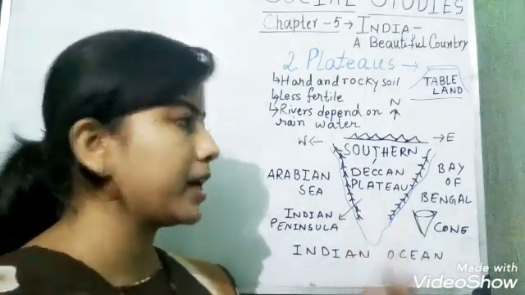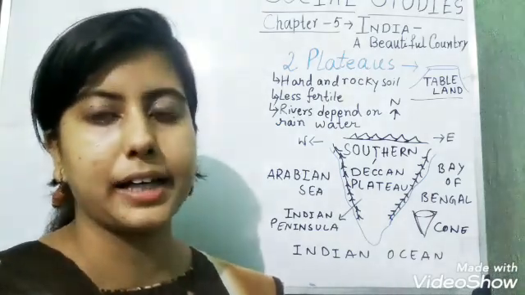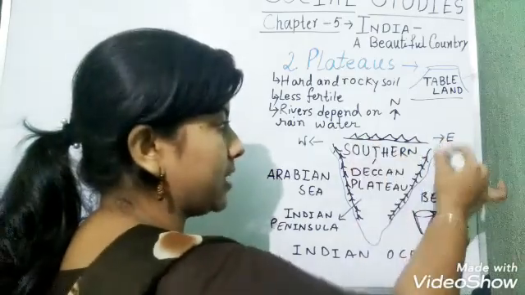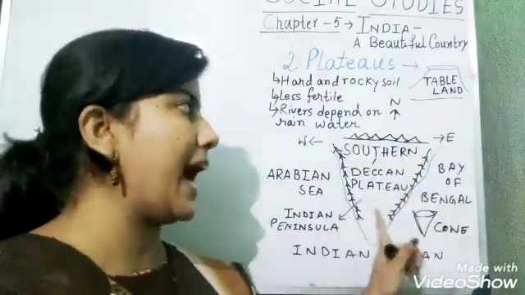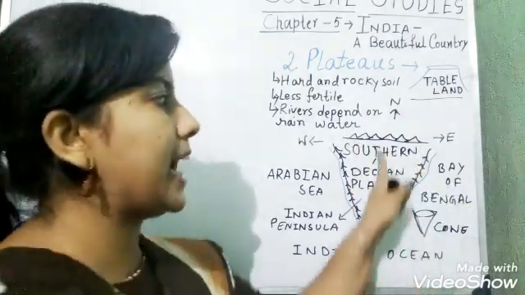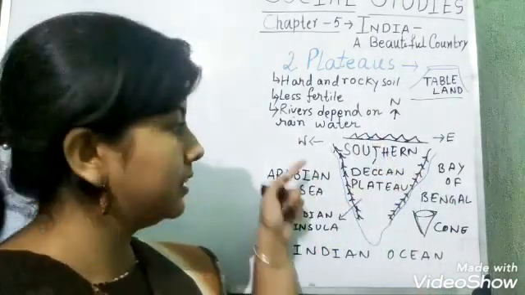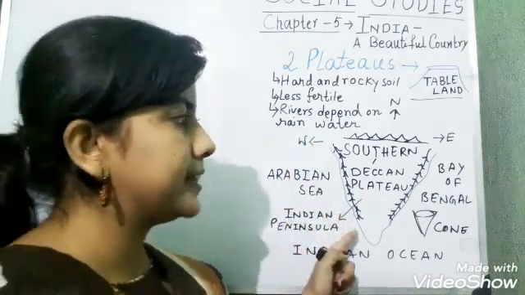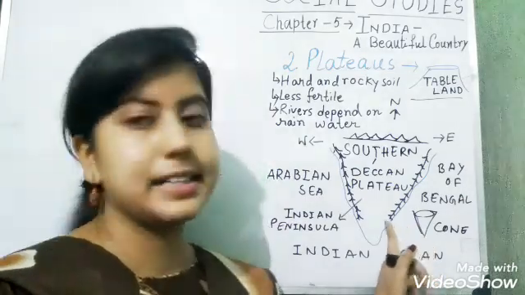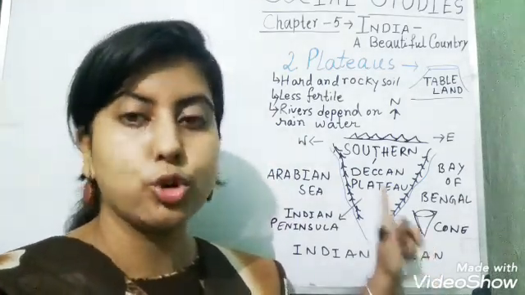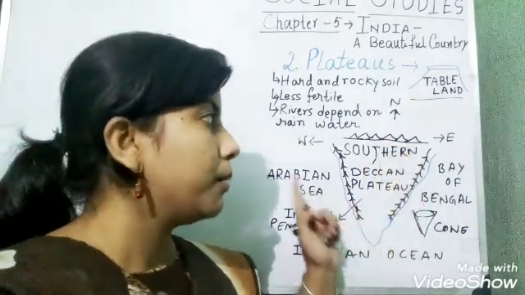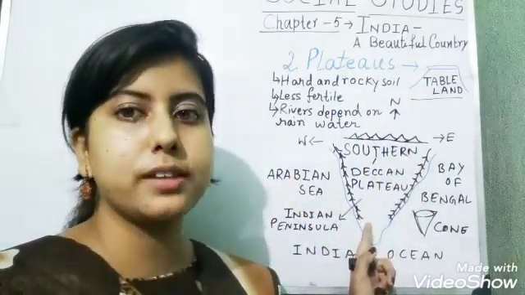Now this part is also surrounded by mountains on three sides. On three sides we have mountain ranges. On the north it has Vindhya Parbat. In the western part it has Western Ghats. In the eastern part it has Eastern Ghats. So this plateau is surrounded by mountain ranges on three sides.